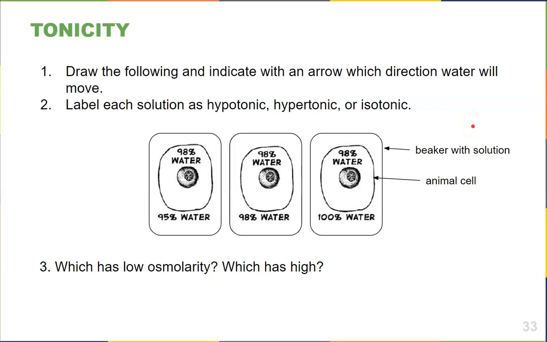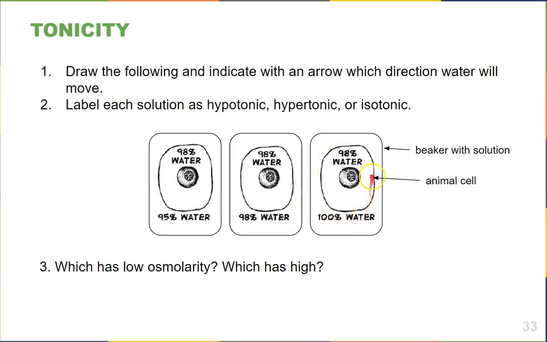Okay, here's an activity that I like to do with my students. I have them draw the following pictures on their own paper, and they indicate with an arrow which way water will move. I also have them label each as hypo, hyper, or isotonic. And then I ask them which one has low osmolarity and which one has high. If you want to do this, one thing I'd point out is that each of these only tells you the water concentration, so everything should equal 100%.